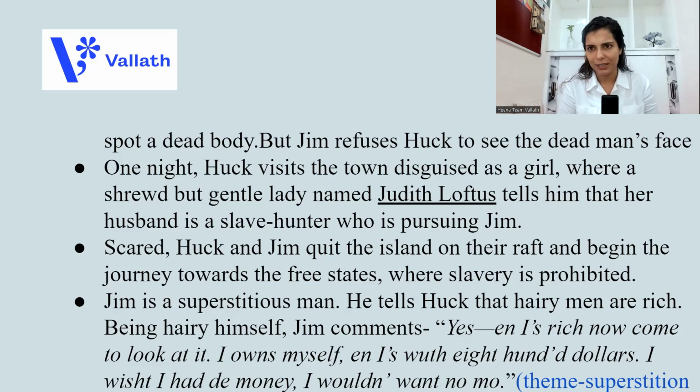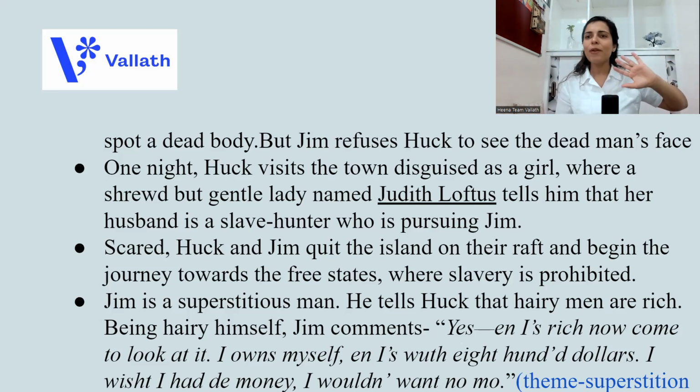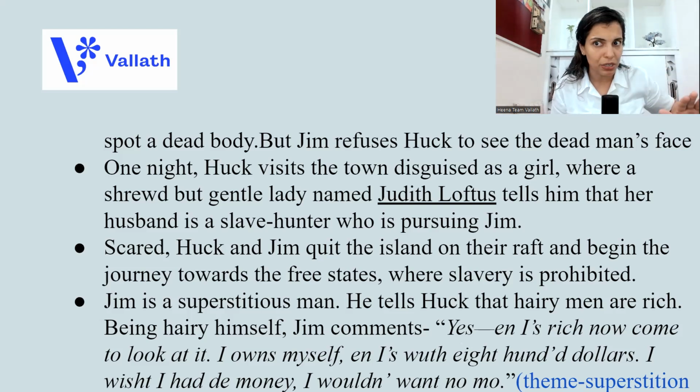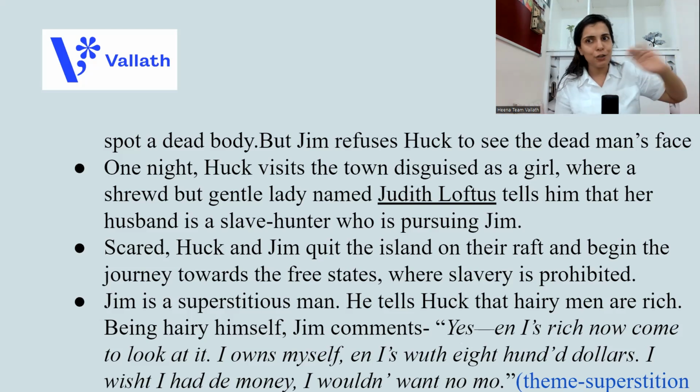Okay, let's move on. One night, Huck visits the town disguised as a girl, where a shrewd but gentle lady named Judith Loftus tells him that her husband is a slave hunter who is pursuing Jim. Scared, Huck returns to the island, and Huck and Jim quit this island on their raft and begin the journey towards the free states. So America had free states up north where slavery was prohibited.